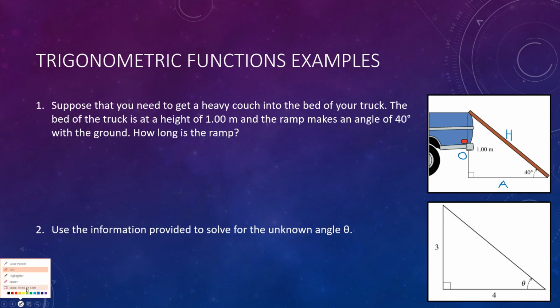With this in mind, we can now try to figure out how to solve. We are looking for, in this problem, how long the ramp is. So we're looking for the hypotenuse, the length of this ramp, from the ground up to the top of the truck bed. We know the opposite side is 1 meter, so we need to pick our trig function that has O and H in it.